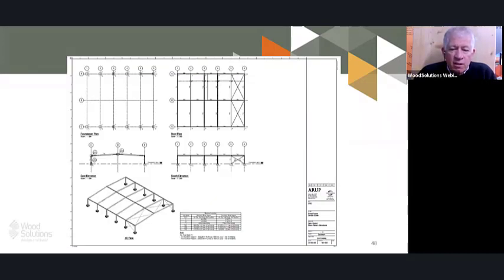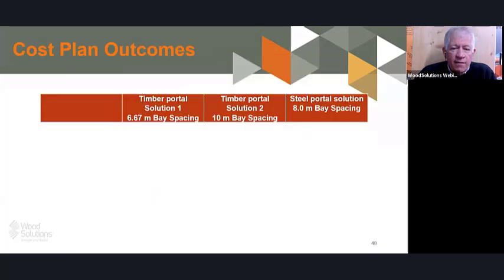This is a plan of this, and you can see it has a different spacing arrangement compared to the timber one. So that's effectively the solutions in timber and steel. So now on to the cost plan outcomes.